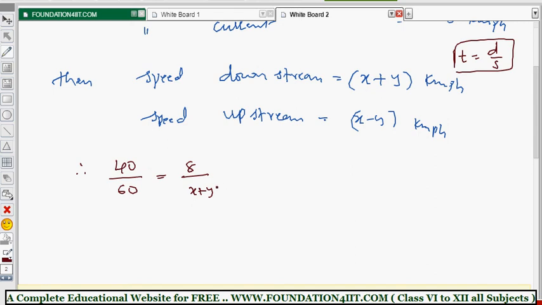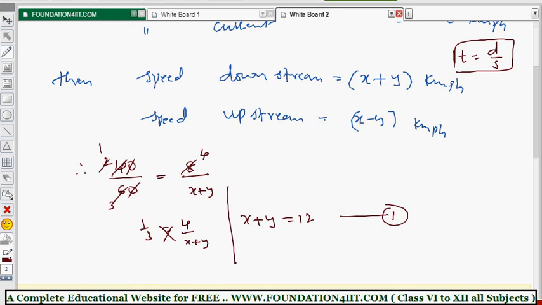Then zero zero cancel, 2 by 3. Do cross multiplication. You can cancel this also: 2 1 0, 2 4 0. Then 1 by 3 is equal to 4 by x plus y. Do cross multiplication. x plus y is equal to 12. Let it be equation 1.